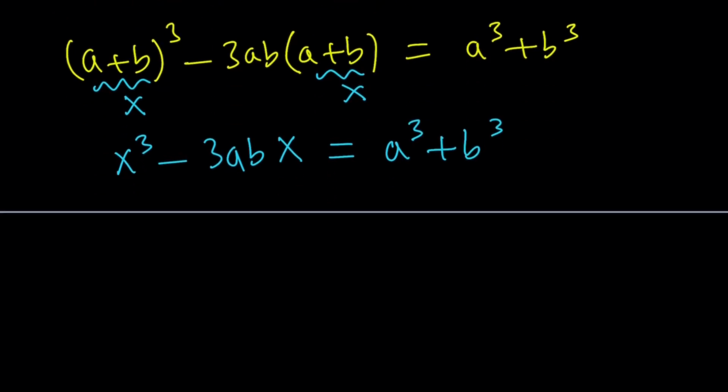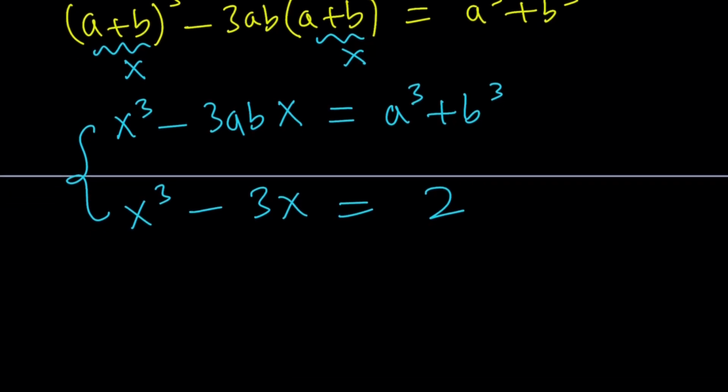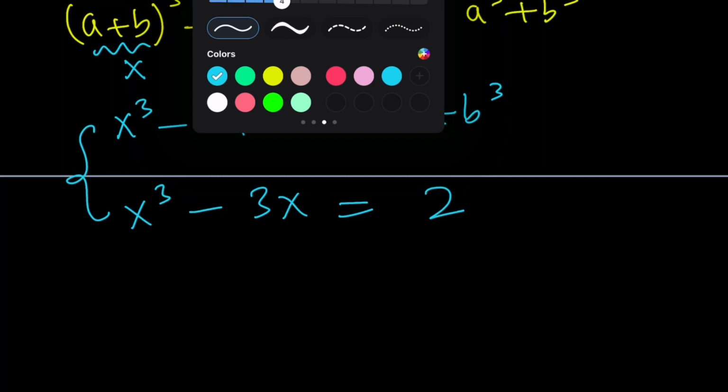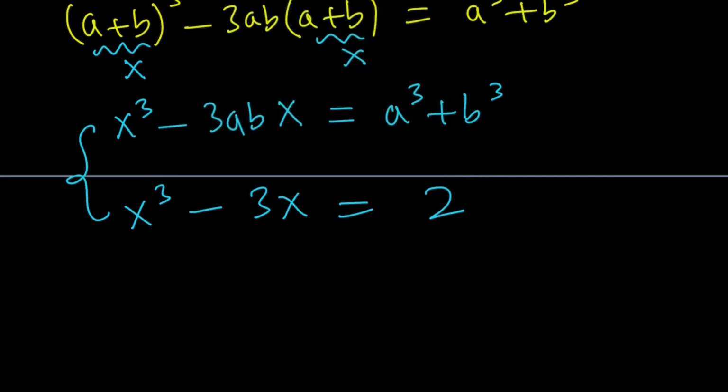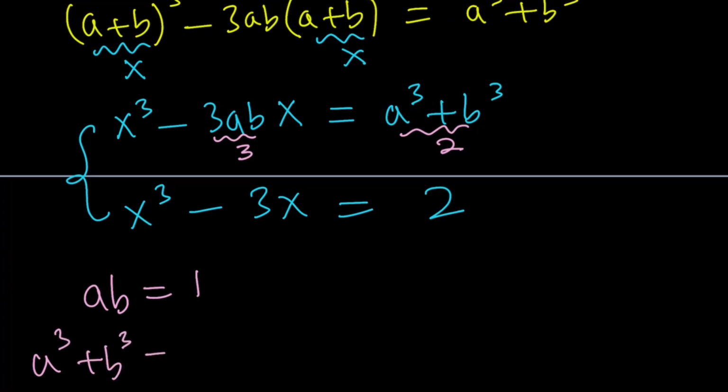Now notice that my equation looks like this, right? If you put those two together and think about it, I can really make my equation look like the first one. How? Well, you can do the following. I want negative 3ab to be negative 3, or 3ab to be equal to 3, and I want a cubed plus b cubed to equal 2. That implies ab equals 1 and a cubed plus b cubed equals 2.